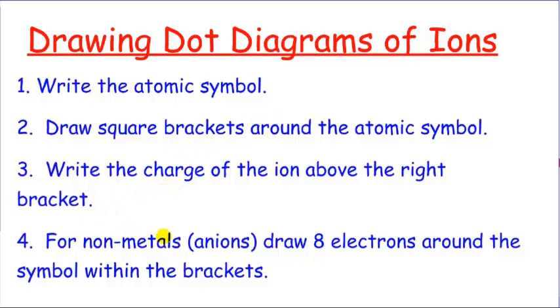And for nonmetals, anions, again, we're going to draw 8 electrons around the symbol within the brackets. Now I'll get to that with my example as to why we do that. Perhaps you might figure it out before you even get there.